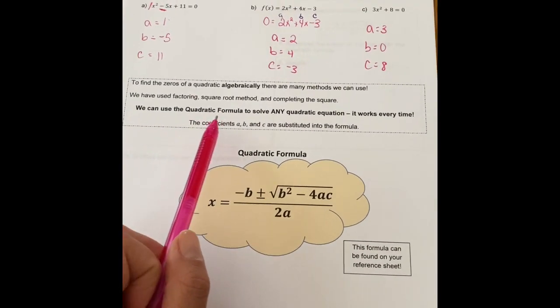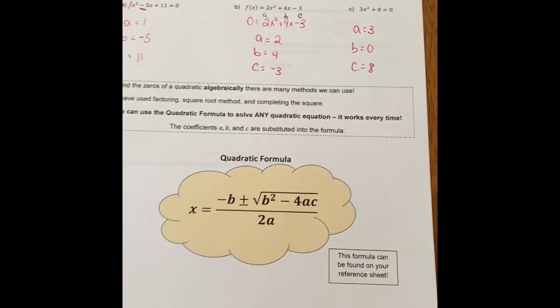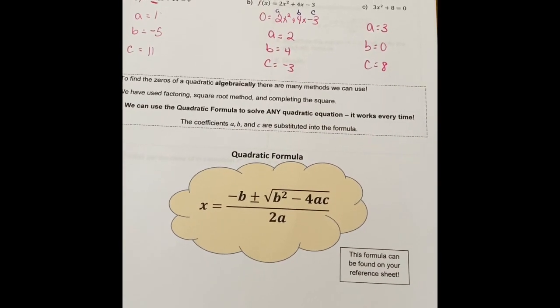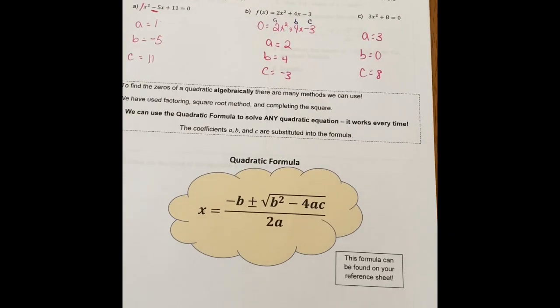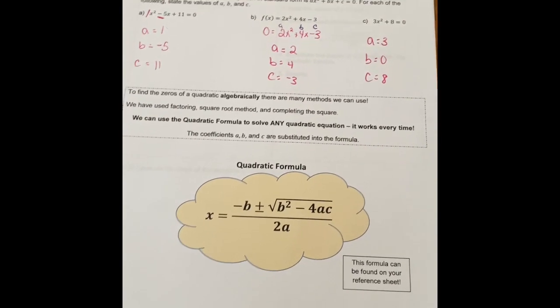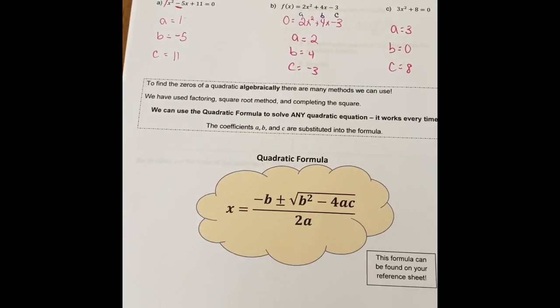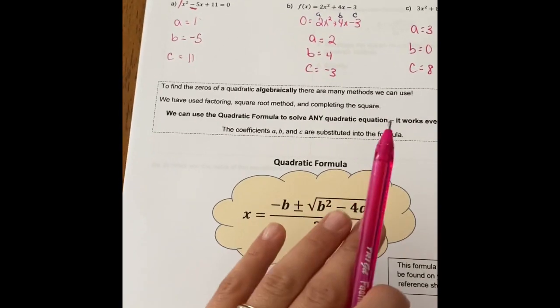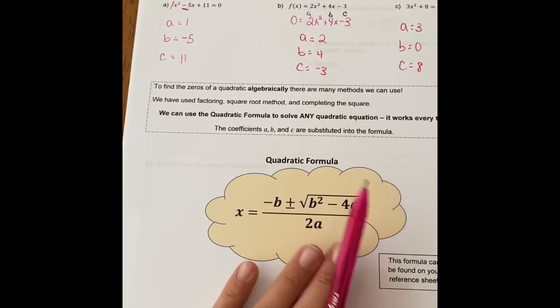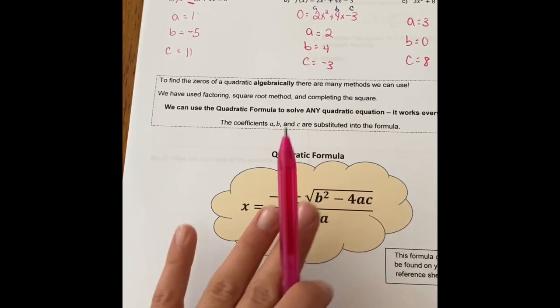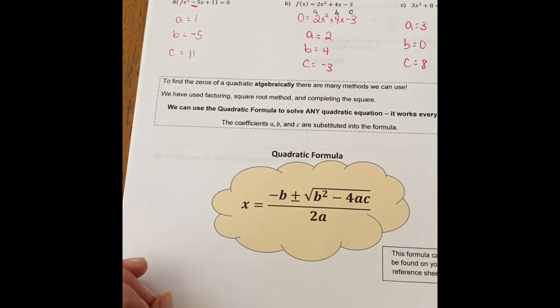We could use a quadratic formula to solve any quadratic equation. It works every single time. So that means if it comes out to be a really long decimal, or if it doesn't factor and you can't figure out how to factor it appropriately, you can always go to the quadratic formula, and it works with any single one as long as you have all the terms to one side of the equation.